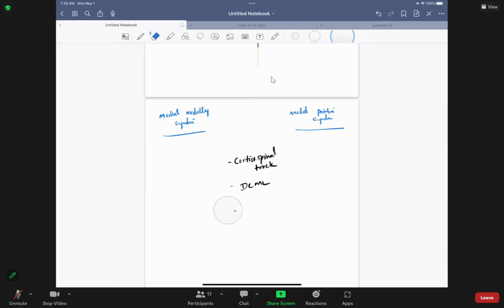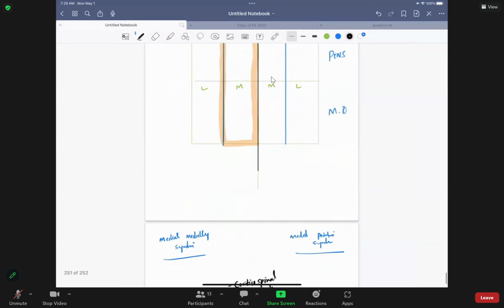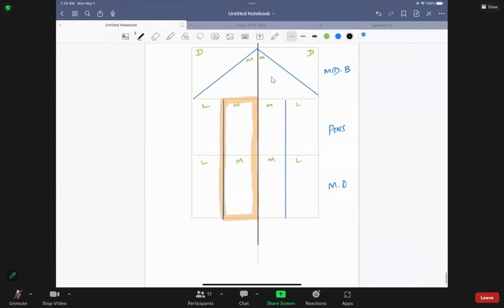Okay, dorsal column, medial lemniscus pathway, folks. These two structures are running medially. So I'm actually going to do the two structures like that. So I'm going to say corticospinal, dorsal column, medial lemniscus. You see that, folks? Both of these tracks are traveling medially, okay?